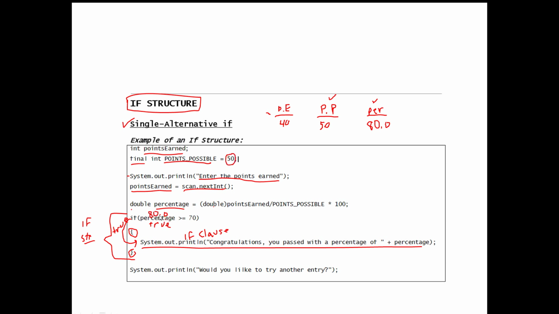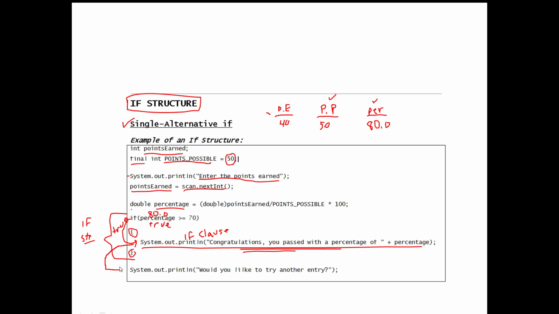Now this would make sense, because if they typed in something that made this true, greater than 70, it would make sense to say congratulations, you passed with a percentage. If they typed a 60 or a 50, or entered a score that got a 50%, it would not make sense to say congratulations, you passed. So the computer has to make a decision on whether to tell them congratulations, you passed, or to not say anything at all.